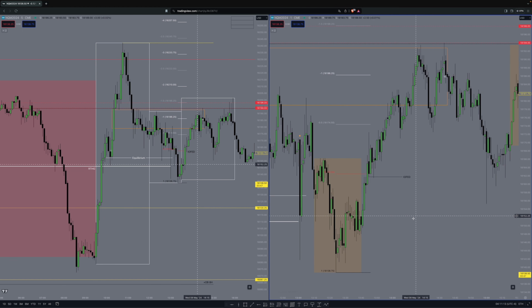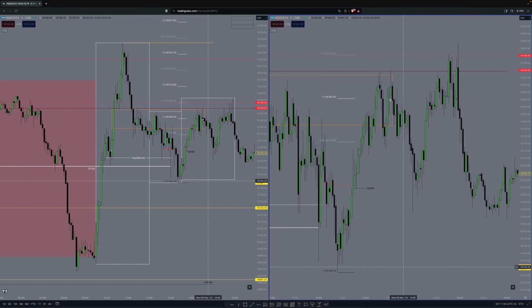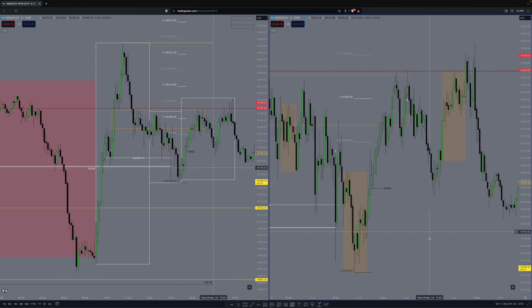You will see in the execution video, I took partials all the way up as we are moving, and I think I got out just before this candle, maybe here. Why? Because first you can see this is the 1 minute, right? And let me show you, this is the 2 minute.